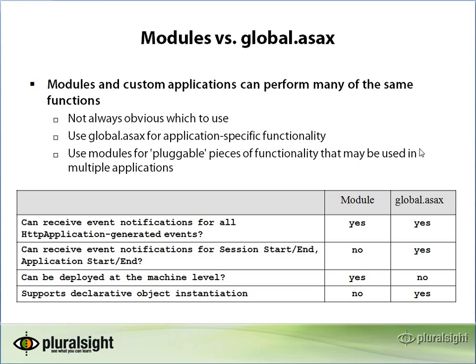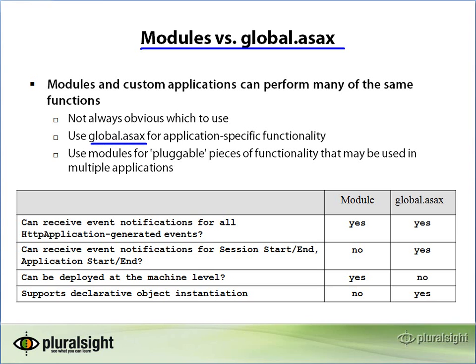The final thing I'd like to mention about modules is how they fit into the features that we talked about with respect to global.asax, because they're very much redundant. Everything you can do in a module you can absolutely do inside of global.asax. So it's not always obvious which one you should be using, and in many cases it doesn't really matter. And if it doesn't really matter, you probably just want to stick with global.asax because that's the simplest way to intercept these events and add application level functionality.